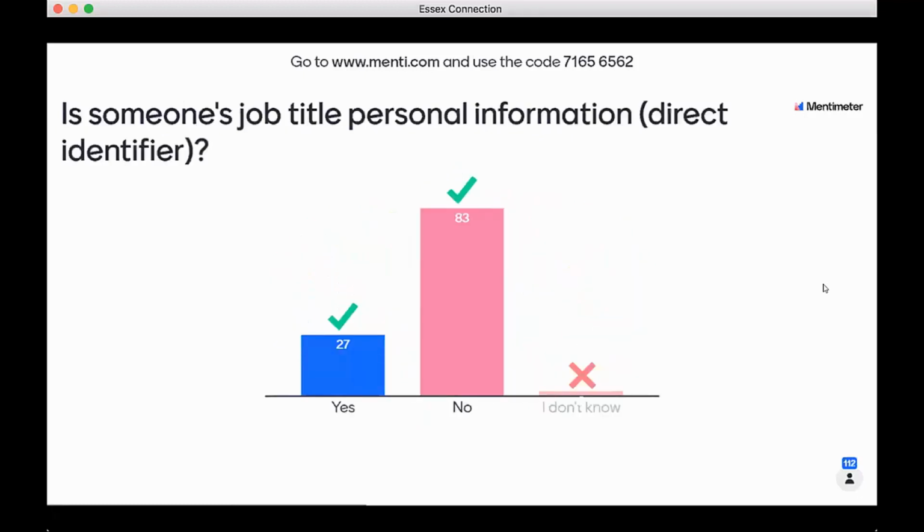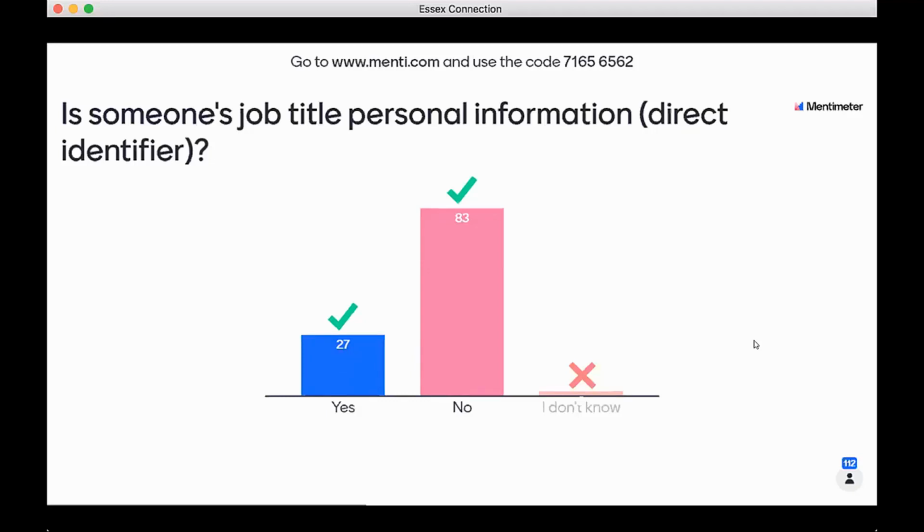So we have the answers now. The majority of people said no, someone's job title is not a direct identifier. So here, it's yes and no, if that is a very specific job title. For example, someone in our organization used to have a very specific job title. If you put his title in Google, there was only one person with that job title, and I remember he would mention this all the time to me. So in that case, it would be a direct identifier, right?